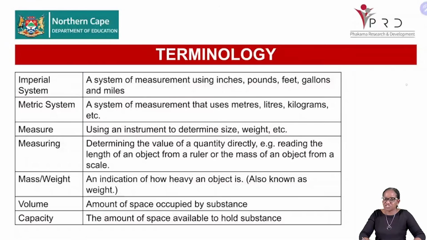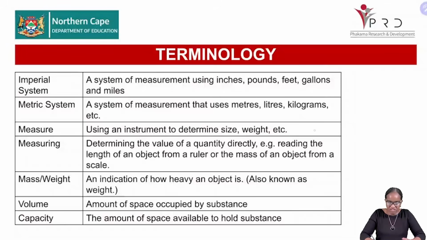Then we have the metric system. The metric system is a system of measurement that uses meters, liters, kilograms, and so on. It is very common for most products that we find in shops. Their sizes are in kilograms, grams, meters. That's the metric system. It's a very common system that we use.